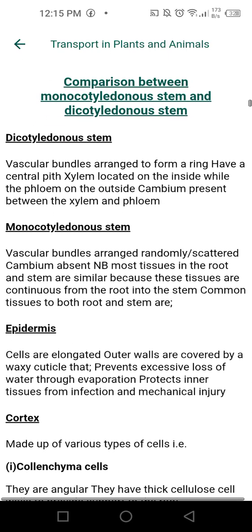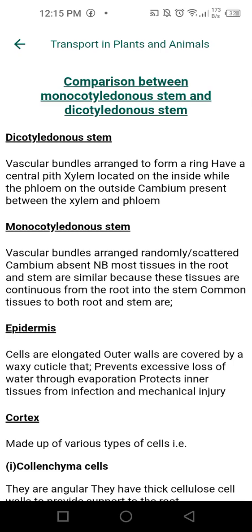Comparison between monocotyledonous stem and dicotyledonous stem. Dicotyledonous stem. Vascular bundles are arranged to form a ring and have a central pith, with xylem located on the inside and phloem on the outside. Cambium is present between the xylem and phloem. Monocotyledonous stem. Vascular bundles are arranged randomly, scattered; cambium absent.